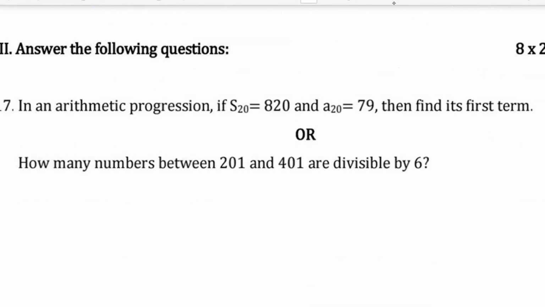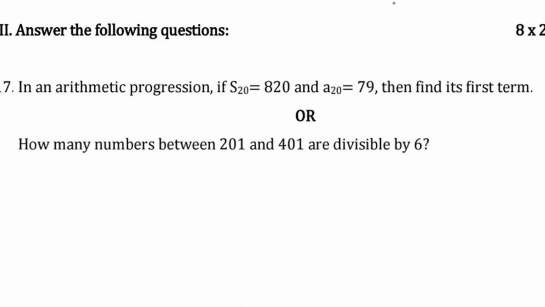So moving on with the next question. Third main, you have 2 mark questions. In an arithmetic progression, S20 is 820 and A20 is 79. Then find the first term. So now to find the first term, what we need to do? We will start with S20.